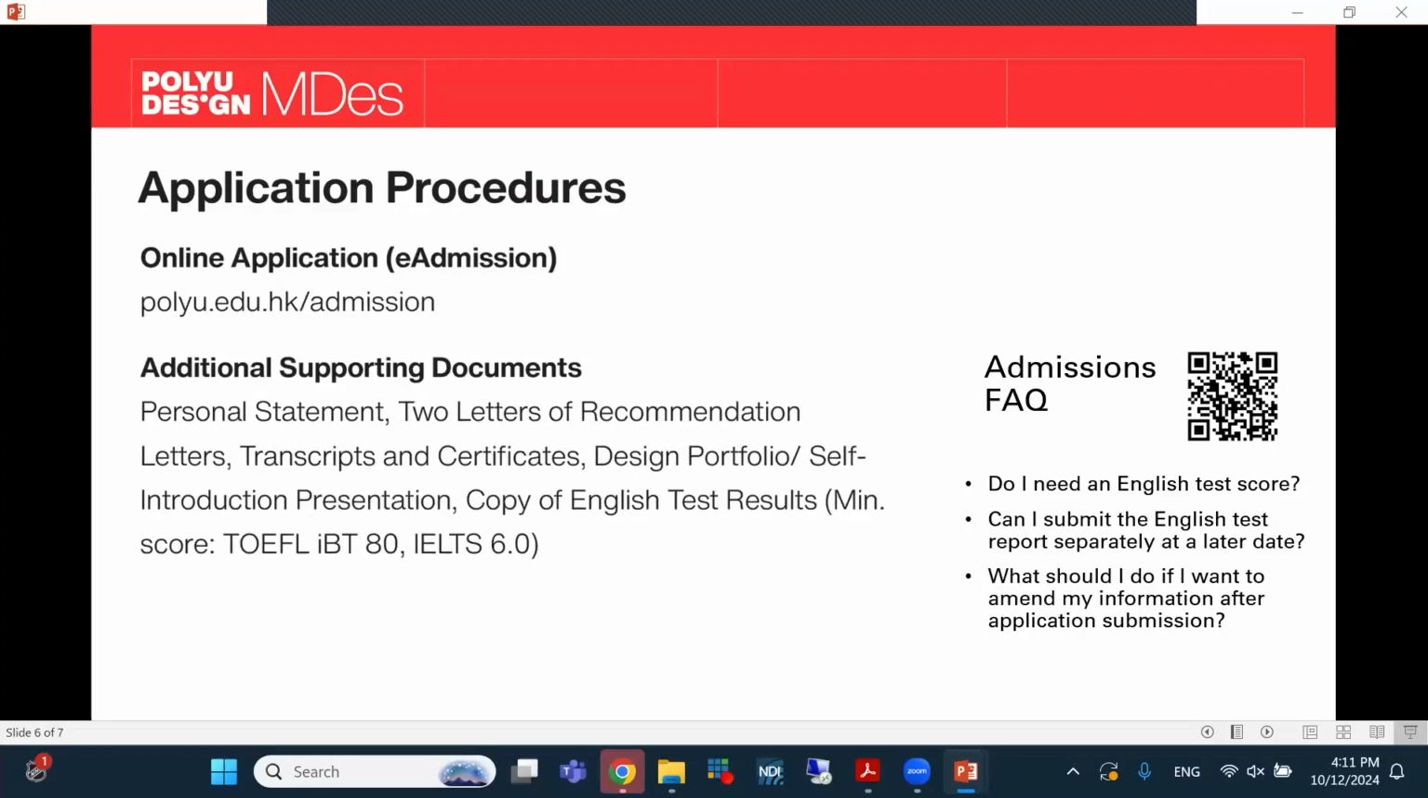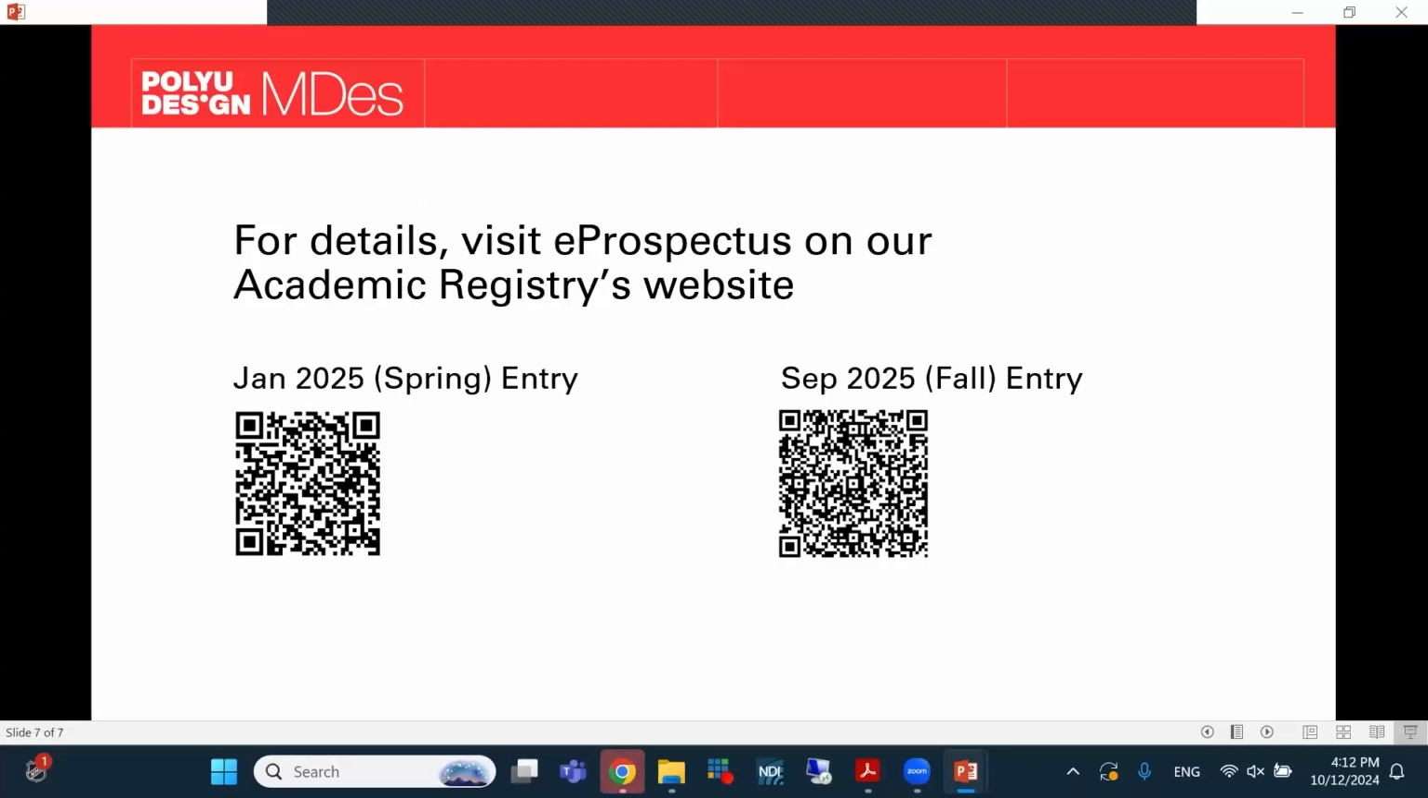The application procedures are the same as in previous years. We recommend you look up the FAQ for help if you have any questions. Content of the program has been published on the academic registry's website. We recommend applicants to read through the information before applying.